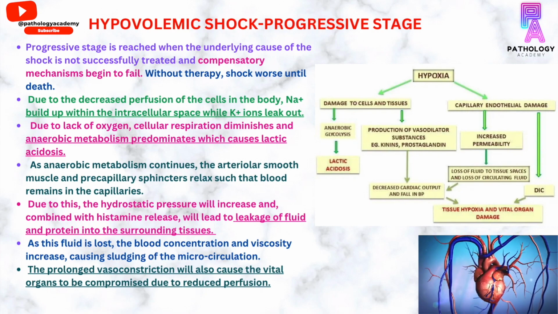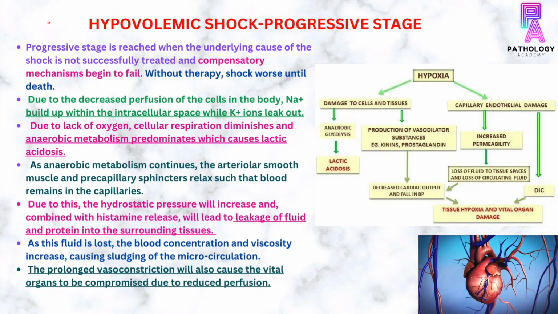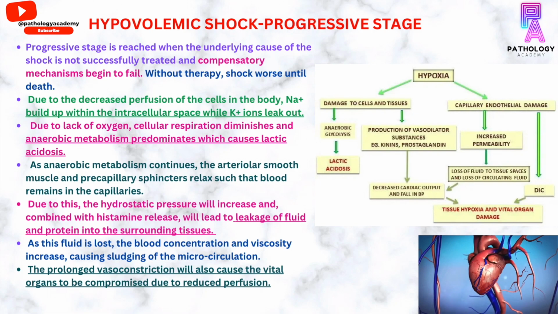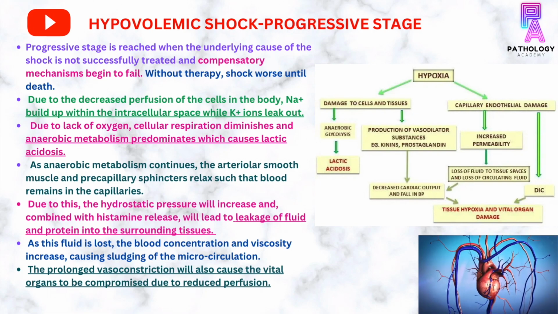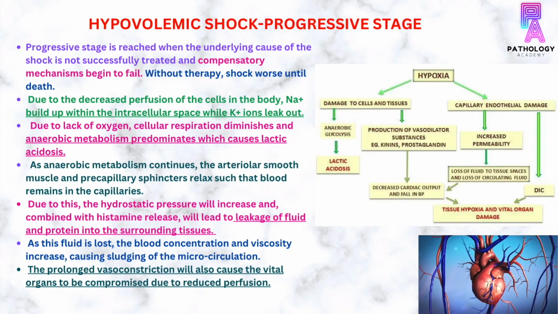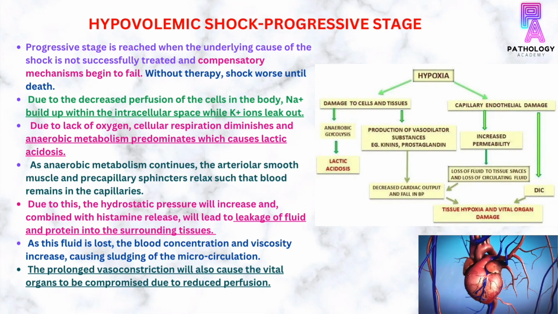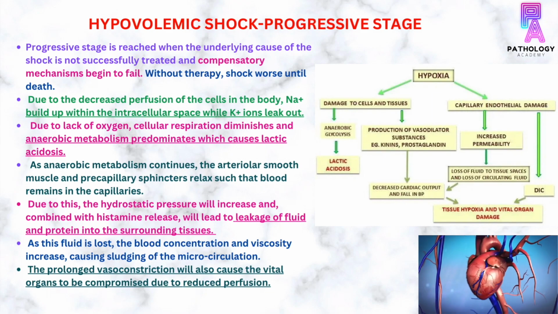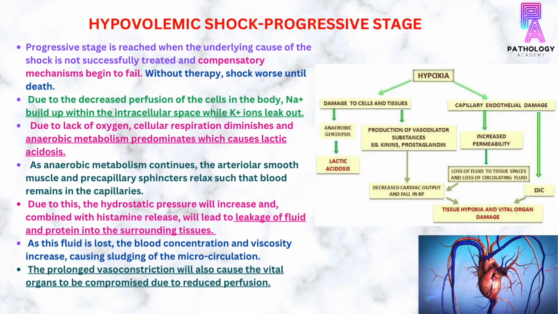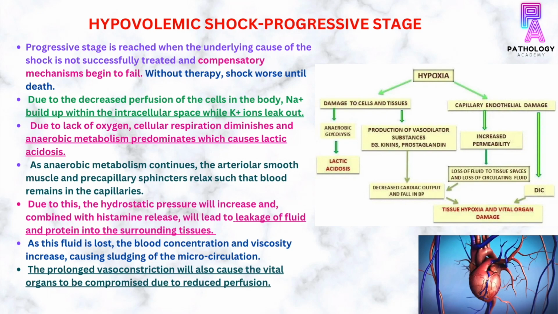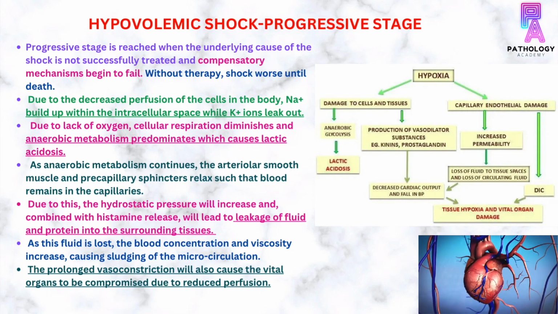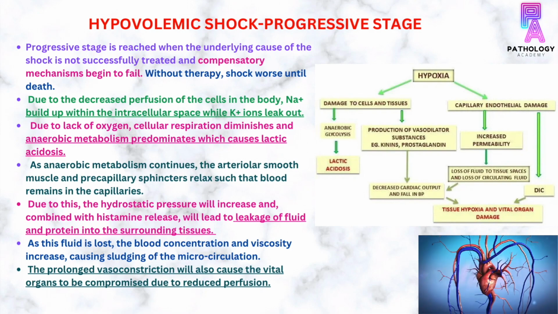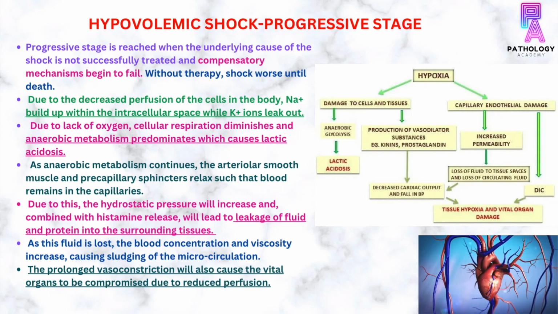In the progressive stage of hypovolemic shock, due to decreased perfusion of the cells in the body, sodium ions build up within the intracellular spaces, whereas potassium ions leak out. Due to lack of oxygen, cellular respiration diminishes and anaerobic metabolism predominates, which causes lactic acidosis. As the anaerobic metabolism continues, the arteriolar smooth muscle and precapillary sphincter relax so that the blood remains within the capillary. This will cause an increase in the hydrostatic pressure, and combined with histamine release, it will lead to leakage of fluid and protein into the surrounding tissue.